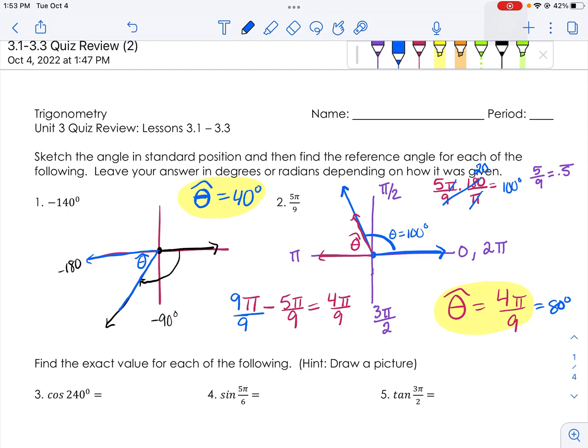But I asked you specifically to leave your answer in radians if it was given in radians. So I want the answer 4 pi over 9. If you converted it and found the reference angle of 80 degrees, you need to convert it back to radians.